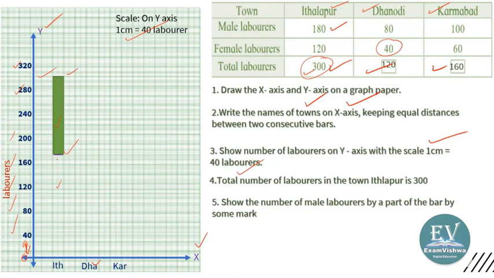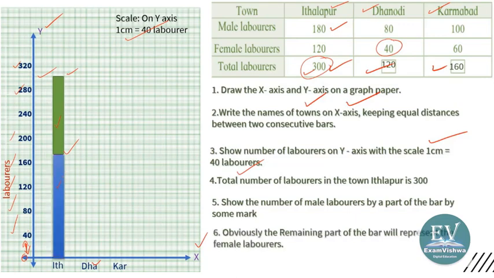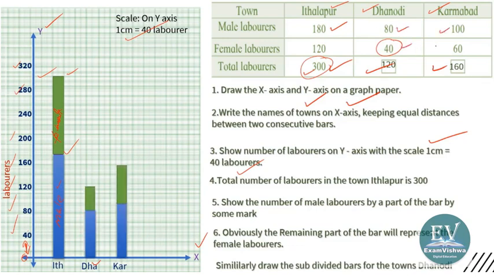I will shade it differently. This is female and this is male. Obviously the remaining will be male. So these are male laborers and these are female laborers. Correct? I can do similarly for the others: 80, 40, 100 and 160. Correct? This way the graph will look like this.